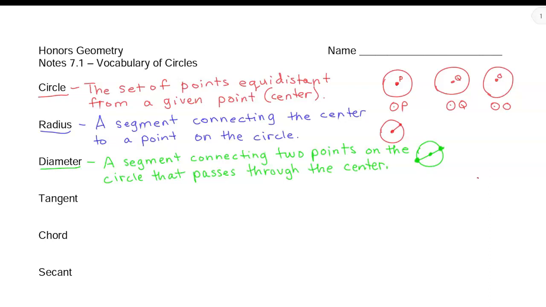A tangent touches the circle at only one point. So here's a line that I'm drawing, and that's considered a tangent because it only touches one point of the circle at a time.